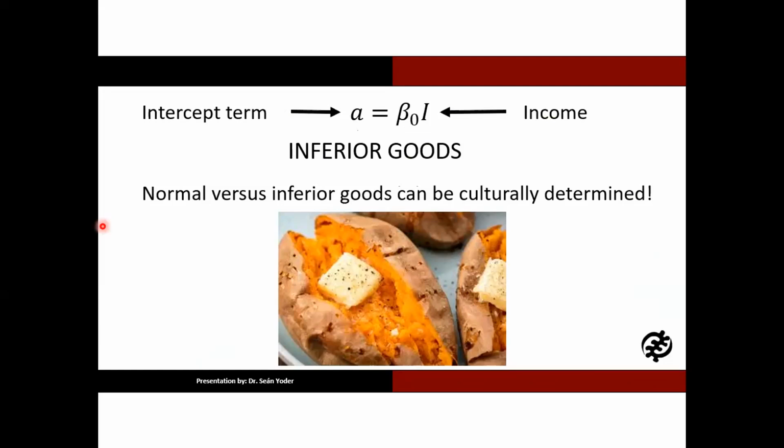Another example, in the southeast of the United States, they have a culinary item called grits. It's a kind of a cornmeal, I believe, that they eat somewhat like oatmeal, but it's really very different. They like to put butter on it. Whereas I found here in this part of the country, in the Northwest, grits are generally considered an inferior good. They frequently get donated to food pantries because nobody wants them. Normal versus inferior goods can be culturally determined.